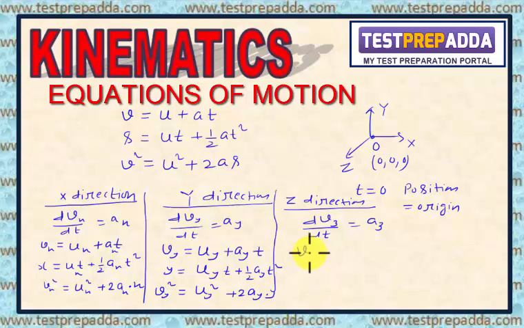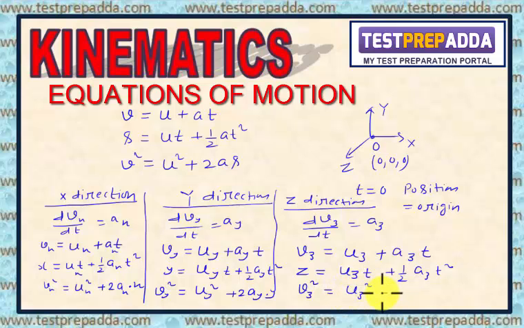Now Vz will be written as Uz plus Azt, and Z will be written as Uzt plus half Azt square and Vz square is equal to Uz square plus 2 Az into Z.